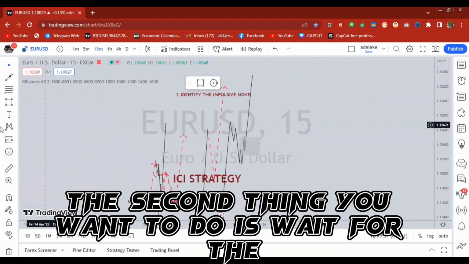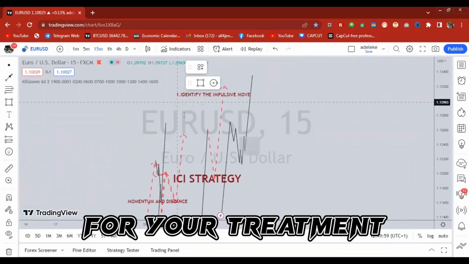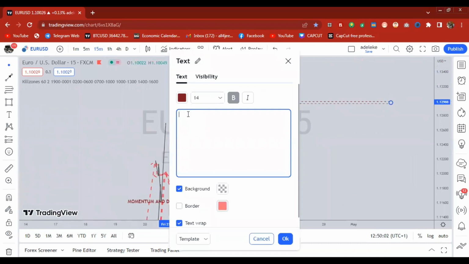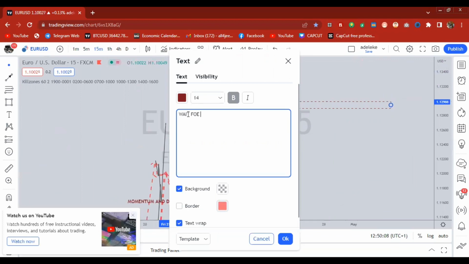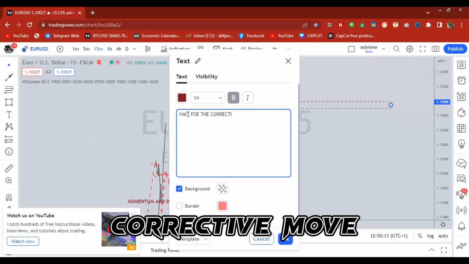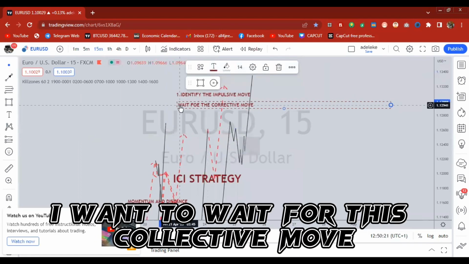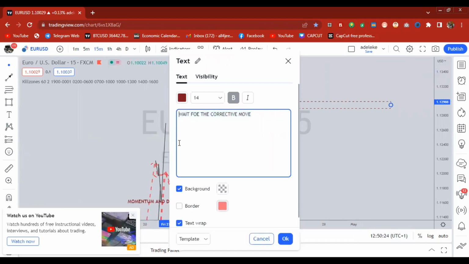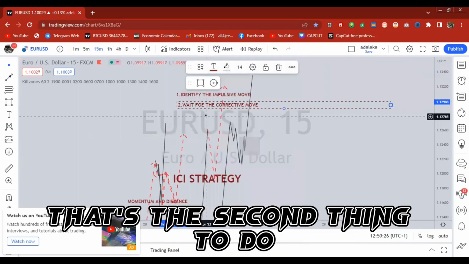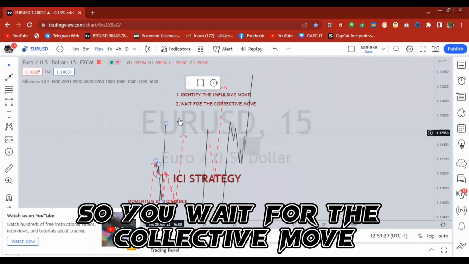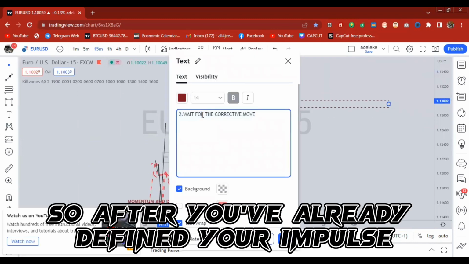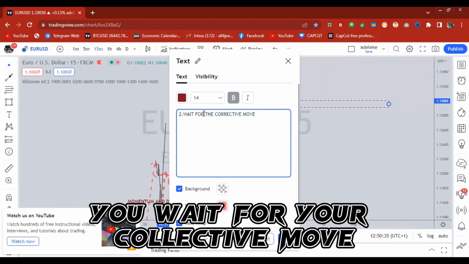So the second thing you want to do is to what? Wait for the retracement. Wait for the correction. The corrective move. That's the second thing you want to do. You wait for this corrective move. So after you've identified your impulse, you what? You wait for your corrective move.